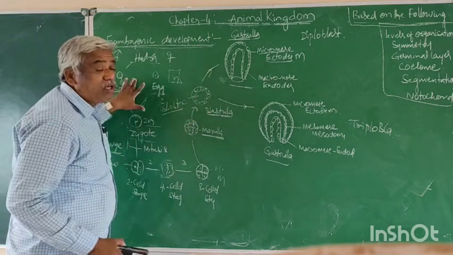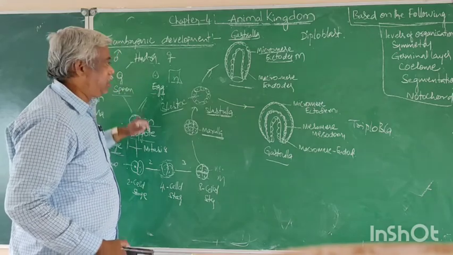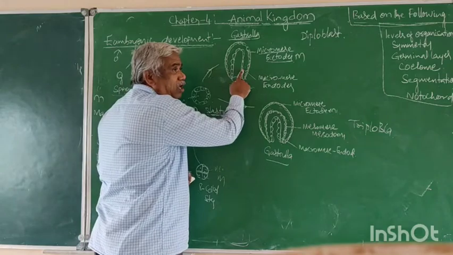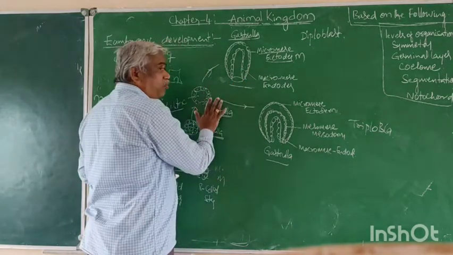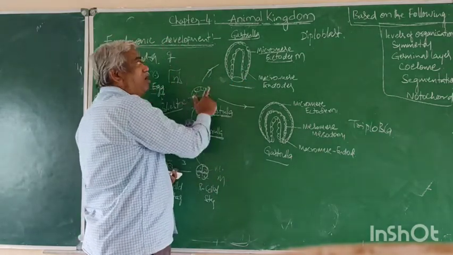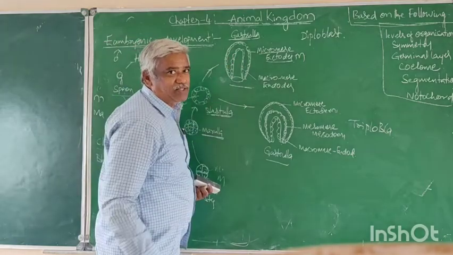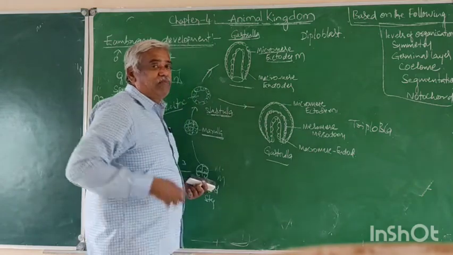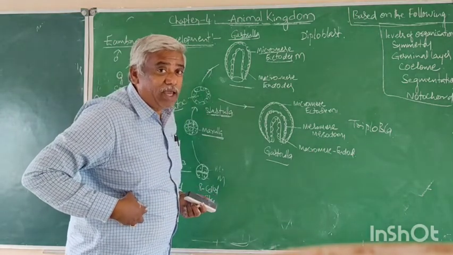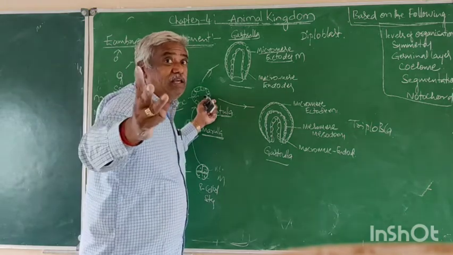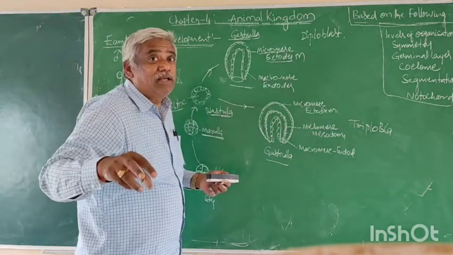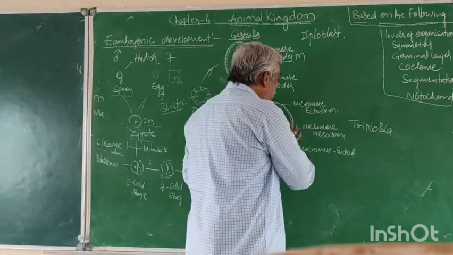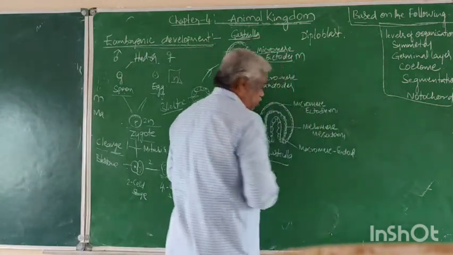This is our development. Now, if you have a blastula in Hydra, blastula then gastrula. This last one in Hydra is diploblastic, two layers. Two layers, ectoderm and endoderm. If the gastrula contains three layers, this is triploblastic.